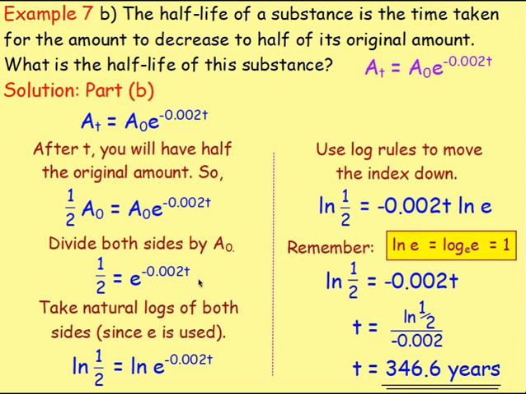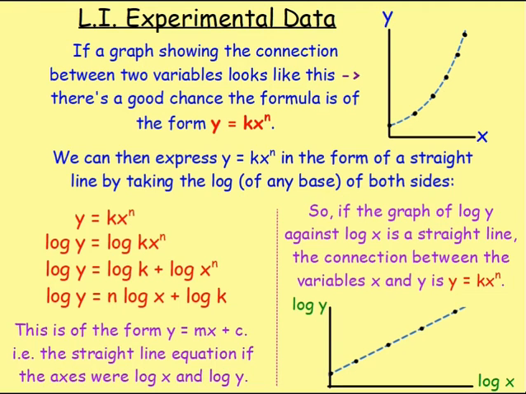How do you do it? What do you do? Good, natural logs, because e is involved. Take natural logs of both sides, so ln a half equals ln all that. Bring the index down, ln e then goes to 1, leaving you with negative 0.002t, and from there it's dead easy to find out what t will be.